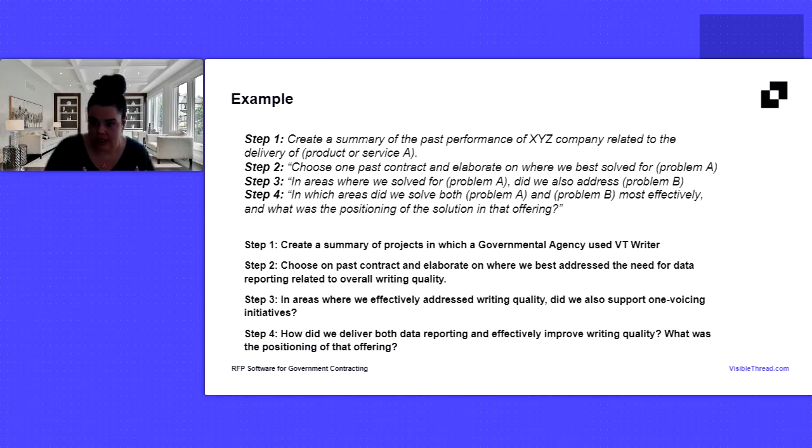So my example here: create a summary of projects in which a governmental agency used VT Writer. Choose a past contract, and in this situation, I should have identified a contract, and elaborate on where we best address the need for data reporting related to overall writing quality. In areas where we effectively address writing quality, did we also support One Voicing initiatives? And then how did we deliver both data reporting and effectively improve writing quality? What was the positioning of that offering? So walking through the steps of what that would look like with real world examples.